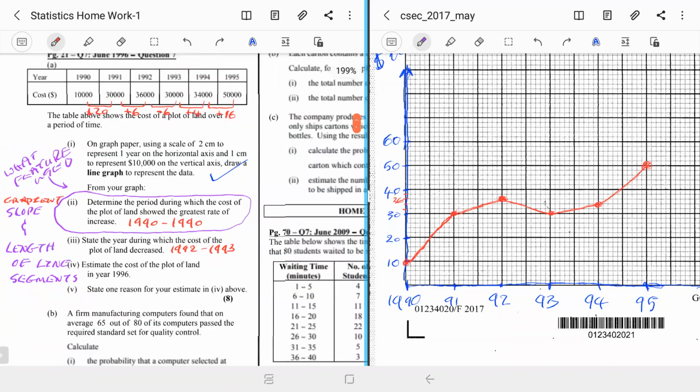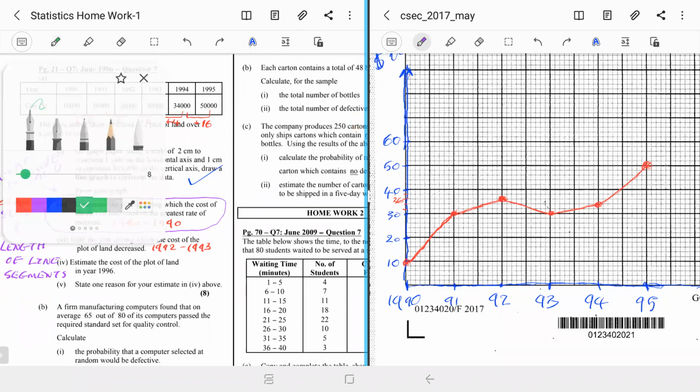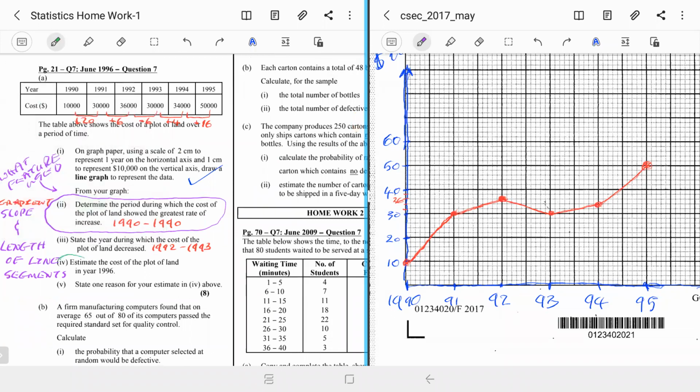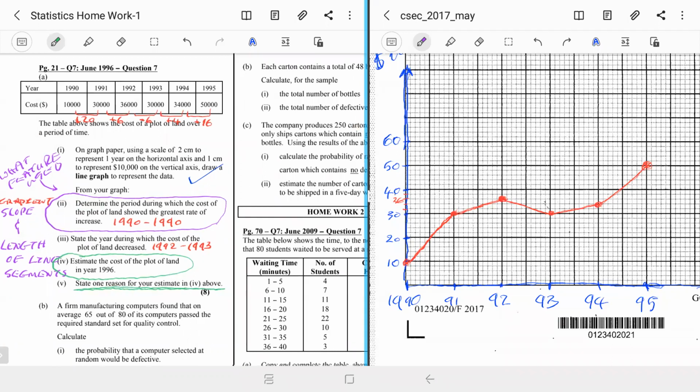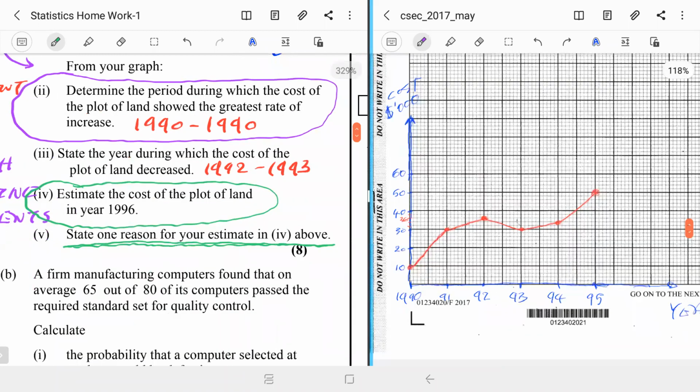All right, remember these things. Now watch this. I'm going to mark this last part in green that we're going to do. So I now want to estimate the value of the plot of land in 1996 and state one reason for your estimate. From the information that we have, we want to estimate what the cost of the plot of land is going to be in 1996, and give a reason for our estimate.